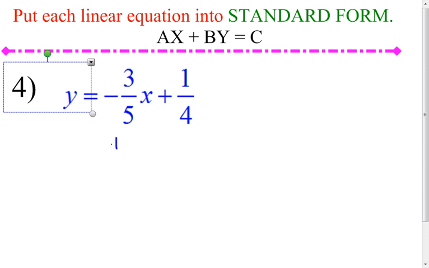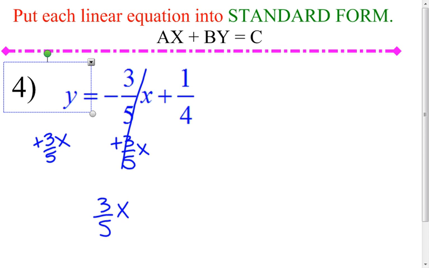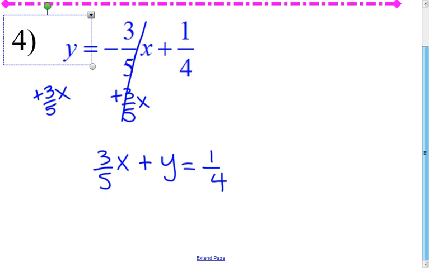So to get started in standard form, I'm going to add this x over to the other side so that I can get my x's and my y's all on the left side in this case. And then I will have 3/5 x plus y equals 1/4. Now you can't have fractions or decimals, so that's a problem because I have 2 fractions to get rid of. I have to get rid of this 5 and this 4. Can't have fractions, so I need to get rid of those denominators.